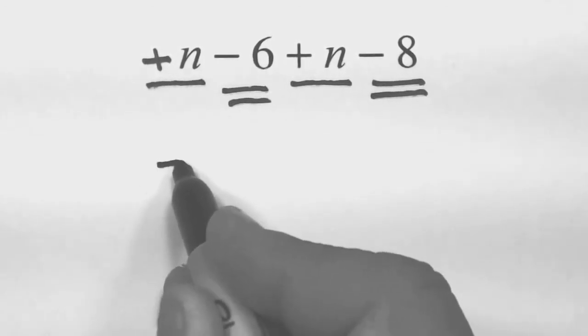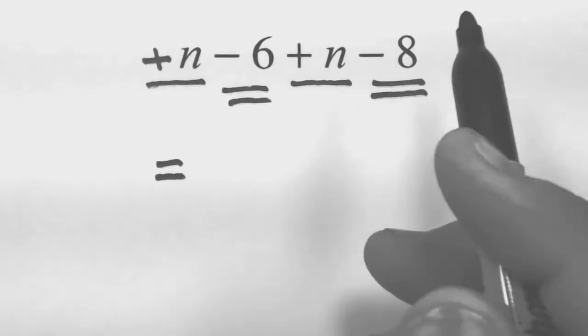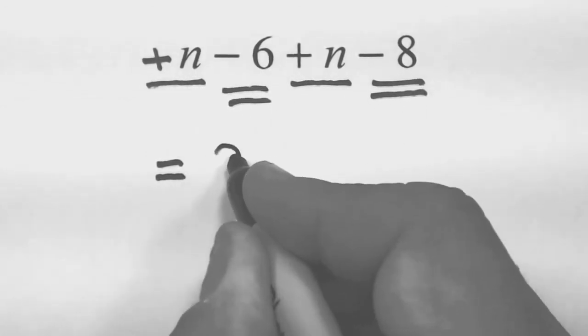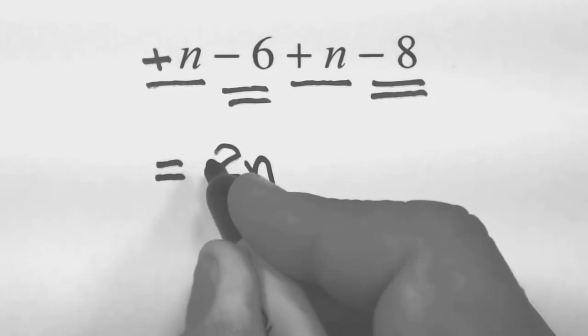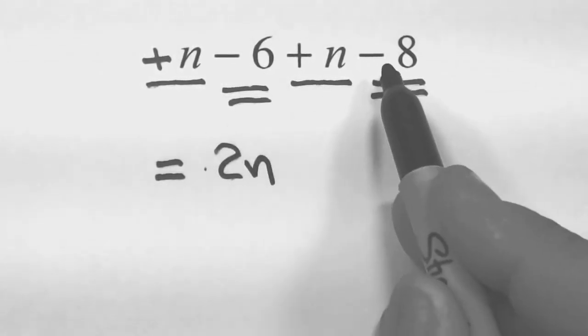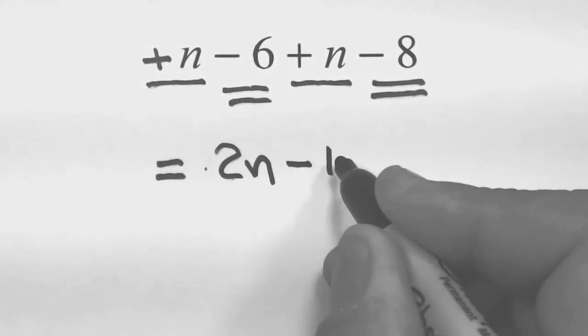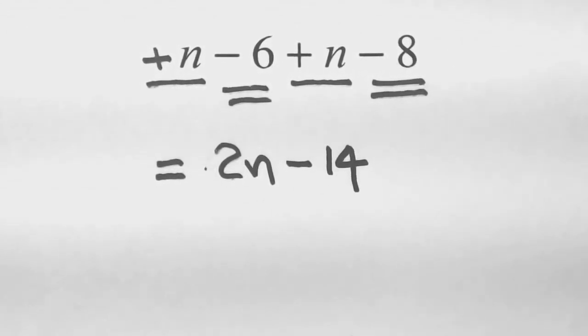So the first thing we're going to do is combine the n's. Well, I got plus 1 here, plus another one. That's plus 2n. And again, you could leave the plus off if you want. And then combine the numbers, -6 and -8. That's a total of -14. So this is a rather simple and direct problem here. There we've combined the like terms.